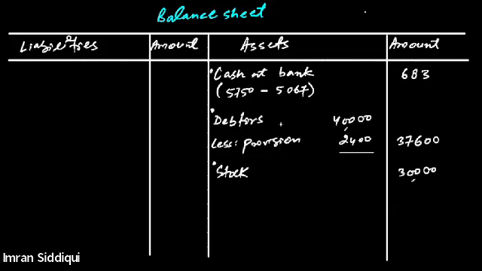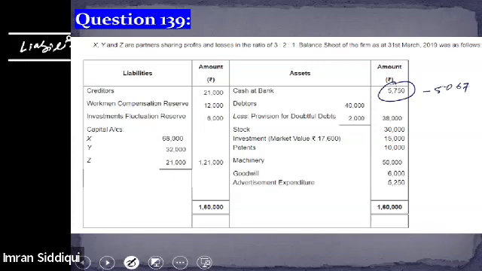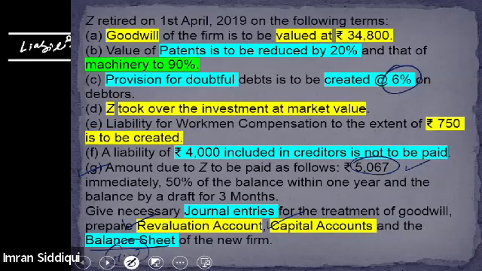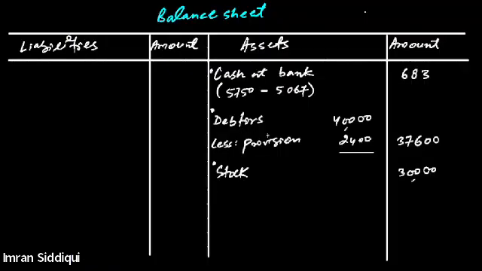Moving on to the next point. Next, on the asset side, we have patents. The value of patent was 10,000. But if you are able to recall, there is a reduction in the value of the patent as well, right? Patent reduced by 20%. So that means the new value for the patent will be 10,000 minus 20%. That means 10,000 minus 2,000. Is it clear as well?